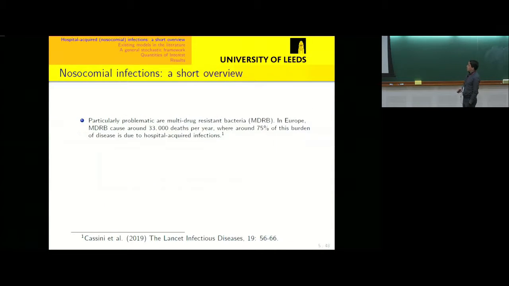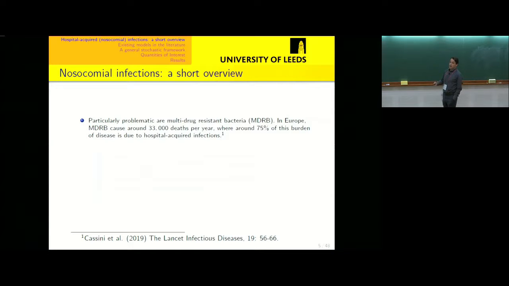This is some data that I was getting yesterday from this paper. So especially problematic nosocomial infections are multi-drug resistant bacteria. In Europe, it has been estimated recently that 33,000 deaths per year occur because of multi-drug resistant bacteria. Around 75% of these are linked to hospital-acquired infections, so a huge problem that is becoming bigger every year.